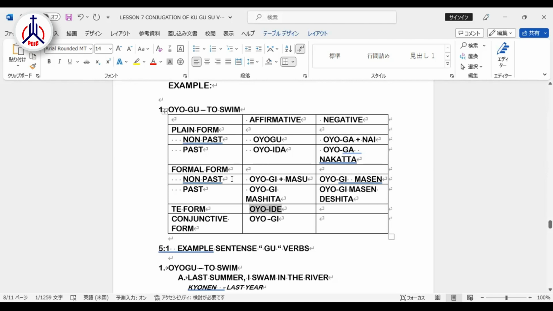It's the same. It's just the A series and the I series. And then the past, from ita, it will become ida. Just connect, drop, and then connect, and then change to A series or I series. And then the past, this one, from ita to ida.